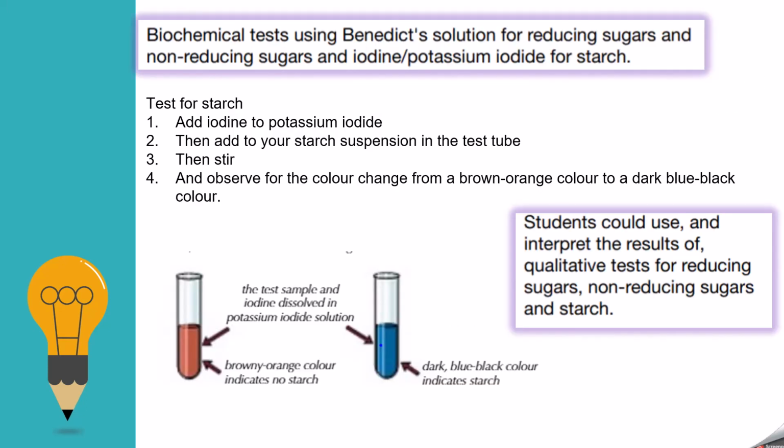Okay, so now let's look at the iodine test, the test for starch. To test for starch, we add iodine in potassium iodide, then add your starch suspension in the test tube, then stir and observe for a color change from a brown, orange color to a dark bluish black color. So you should know immediately every time you see a dark bluish black color, it tests positive for starch.